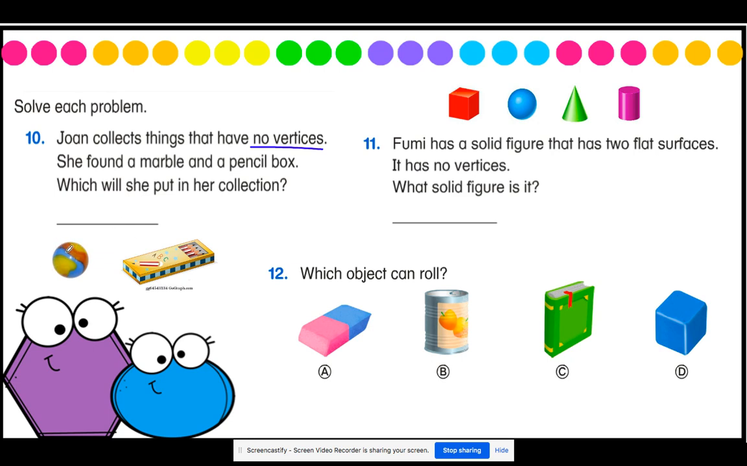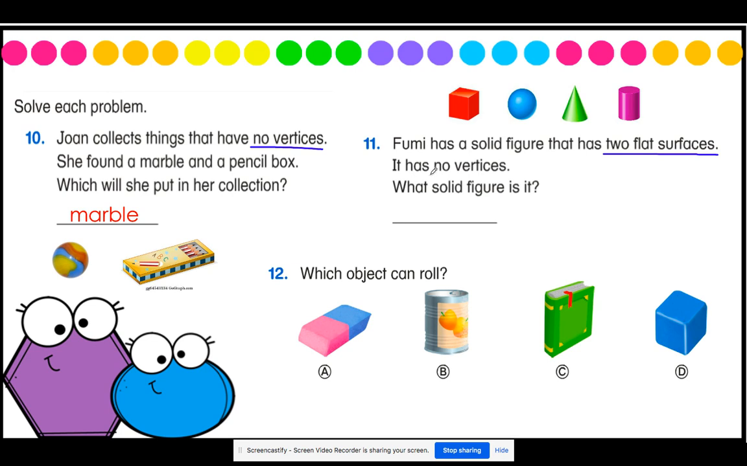Does a marble have no vertices? Or does a pencil box have no vertices? Well, a marble looks like what solid shape, boys and girls? It looks like a sphere. A pencil box looks like what solid shape? It looks like a rectangular prism. So which solid shape has no vertices? A marble or a pencil box? Shout out your answer. I hope that you said marble. Marble is our answer.